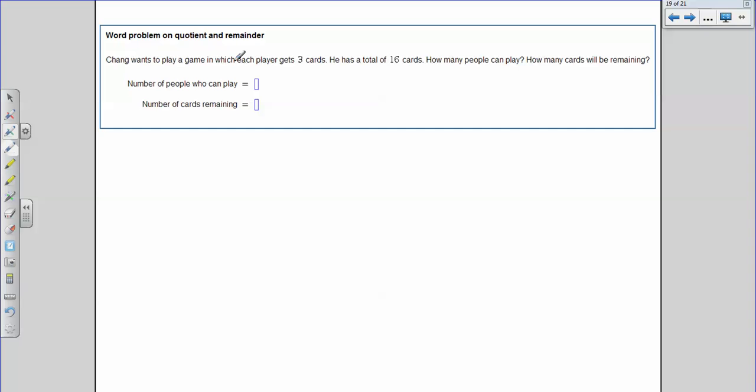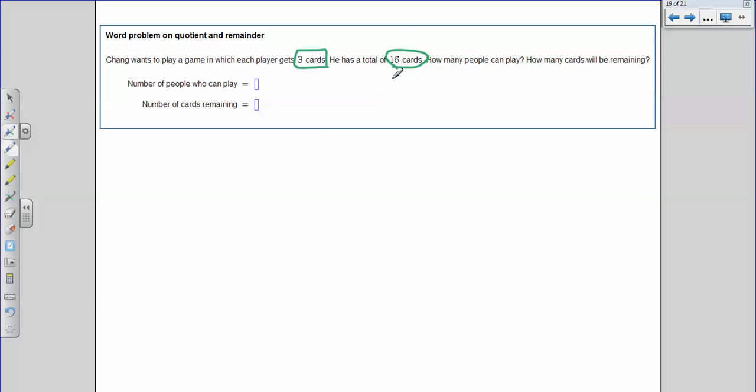Chang wants to play a game in which each player gets 3 cards. So remember, when we are working with word problems, we're going to highlight, underline something to emphasize what's going to be important about the problem. So Chang wants to play a game in which each player gets 3 cards. He has a total of 16 cards. I want to know how many people can play the game and how many cards will be remaining. So I know that 3 cards is going to be important and 16 cards is going to be important.